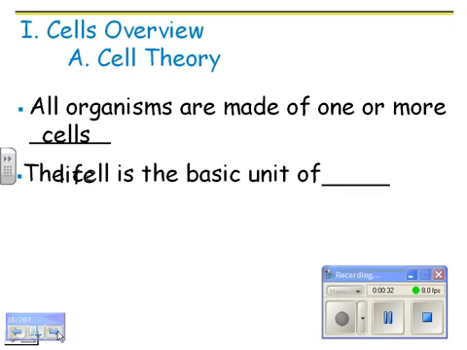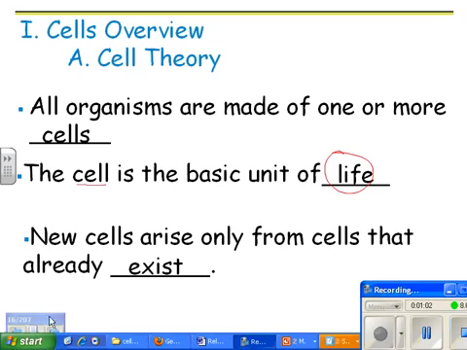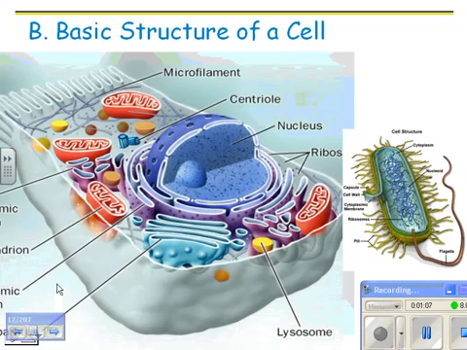The cell is the basic unit of life, and so don't confuse this with atoms, which are the basic unit of elements. So the basic unit of life are cells, because we're all made out of cells. And you consider anything within the cell to be not living if it's all by itself. So the basic unit of life is a cell, and remember, cells are made out of molecules, and molecules are made out of atoms. New cells arise only from cells that already exist, which sort of begs the question, where did the first one come from? But for now, we're just going to talk about all the cells on the planet right now came from cells that were already around. The basic unit of a cell, the basic structure of a cell.